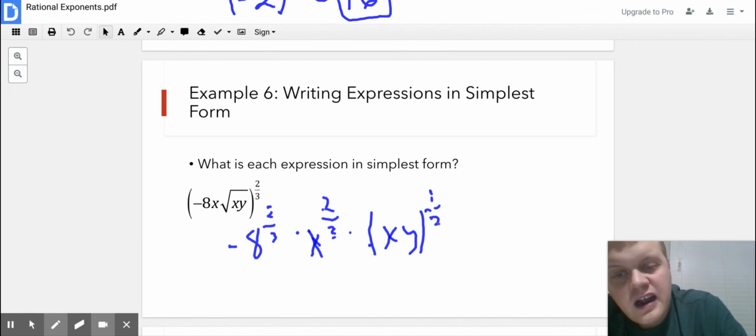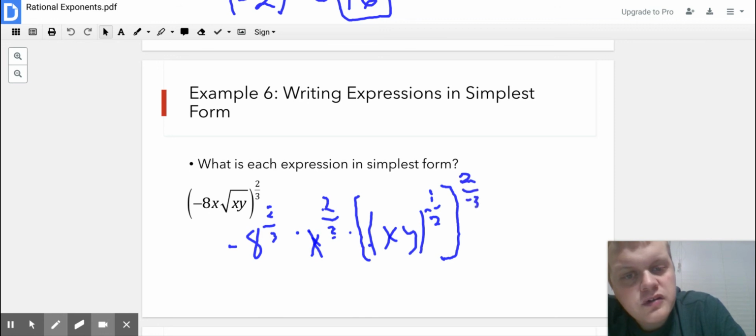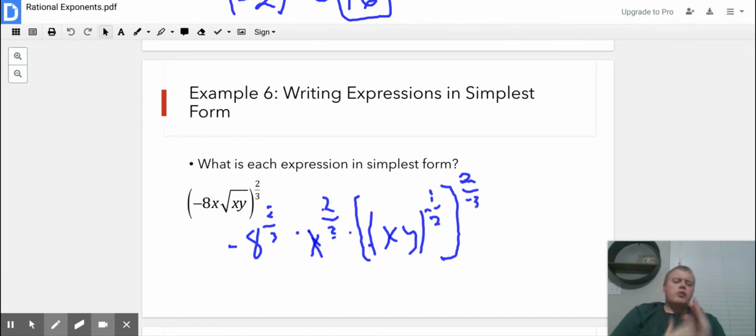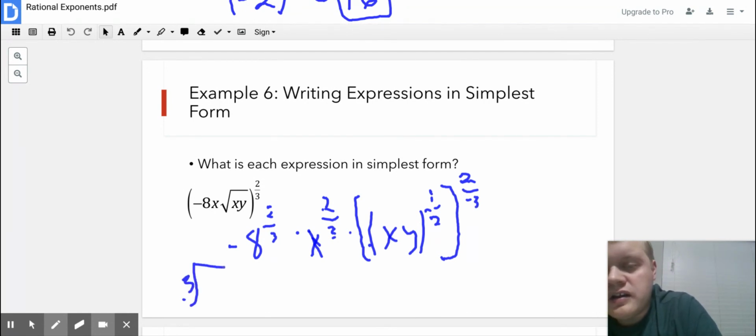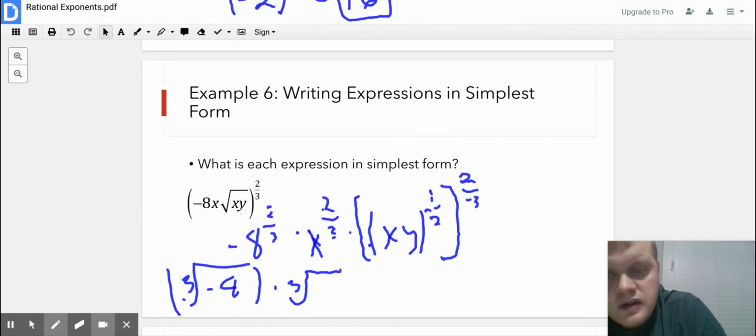Now, this entire thing, though, this radical will also be raised to the power of 2/3. Okay? So we're going to take this piece by piece and start to simplify here. All right. So we're going to end up having the cube root of negative 8, all of that squared. We're going to have the cube root of x and all of that squared.